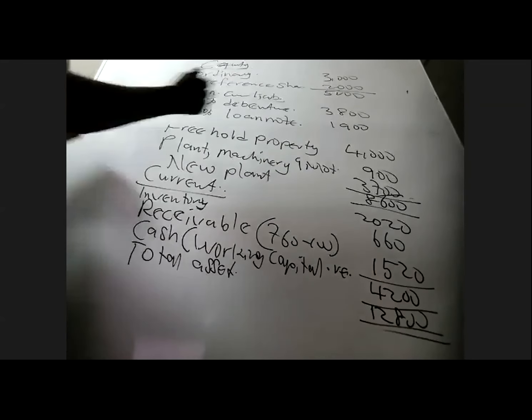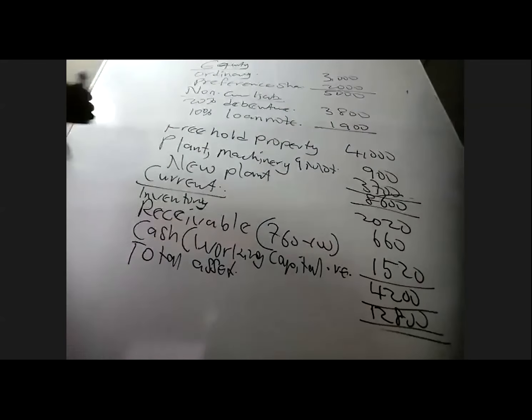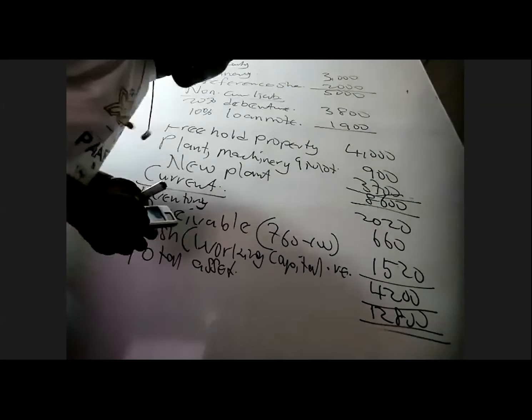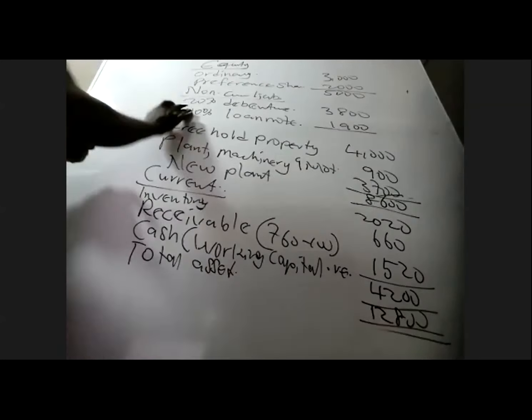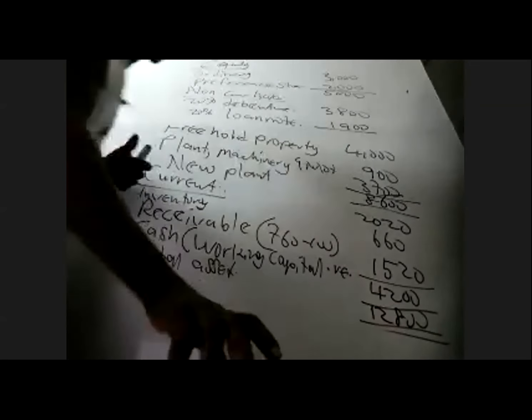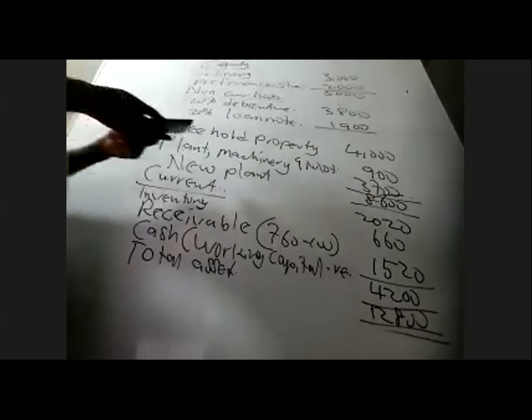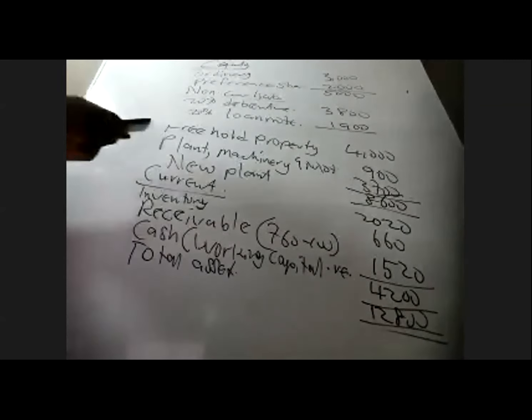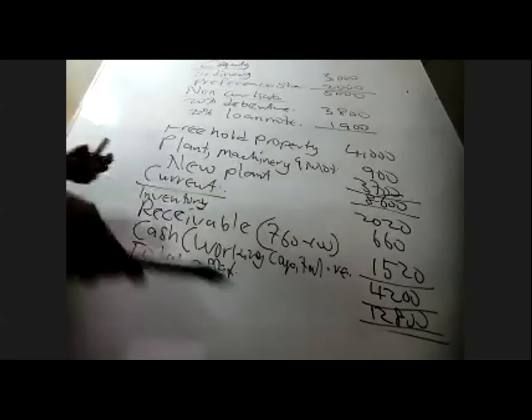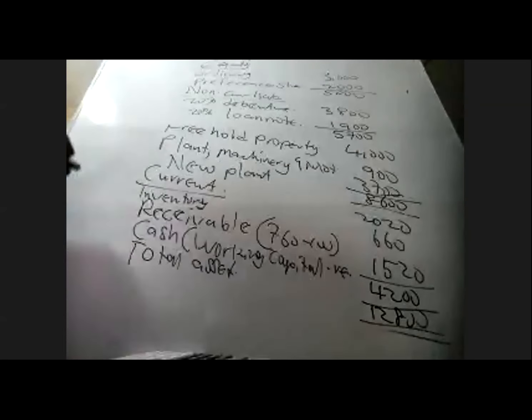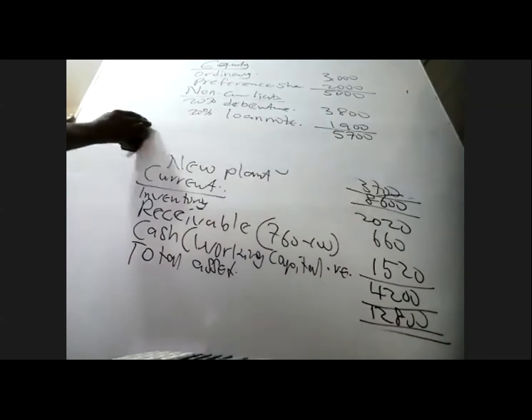So the total non-current liability would be what? 3,800 plus 1,900. Okay, it was 20%, good, so you can make it 20% loan. Good, so I've made it 20%. 3,800 plus 1,900 gives us 5,700. Good. So 5,700. Good. Please can I clean the freehold property? Good. Now let's move on.